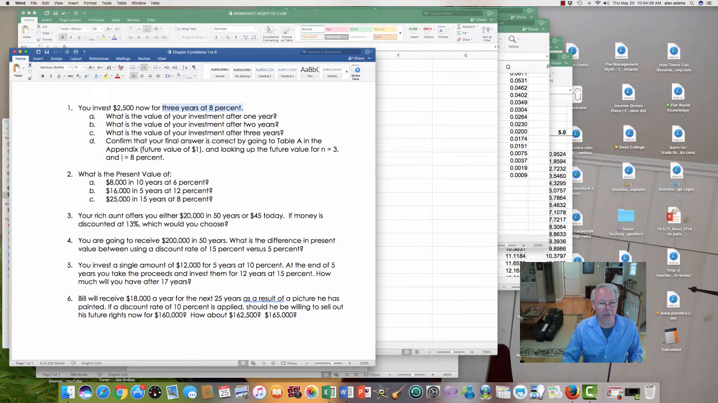Okay, you invest a single amount, and I stress single amount in these, friends, because it helps you decide whether you're going to use tables 1 and 2 or tables 3 and 4. More on that after. I want to give you a couple of guidelines to remember to make sure you always use the right table. Okay, so number 5 says you're going to invest 12 grand, 5 years, 10%. At the end of 5 years, you're going to take what you've got and invest it for 12 more years at 15%. How much are you going to have after 17 years?